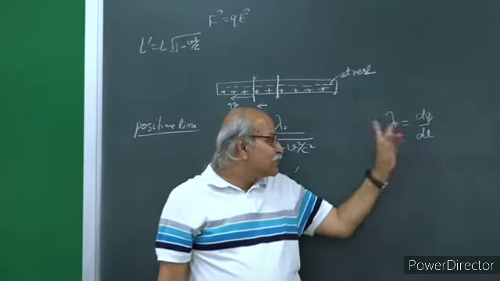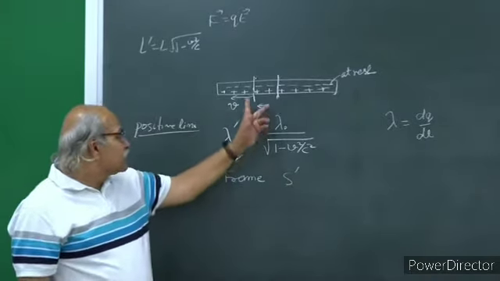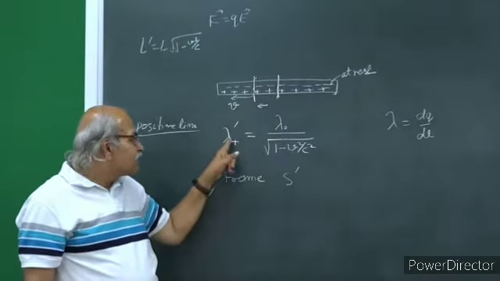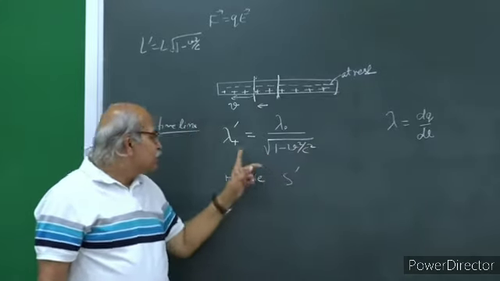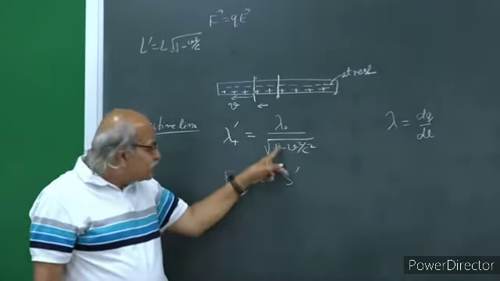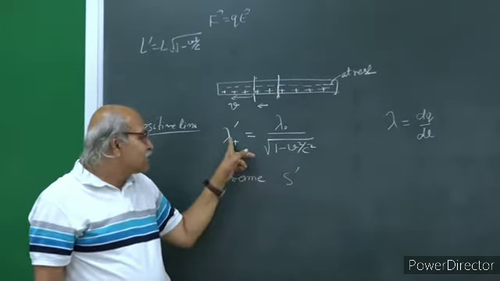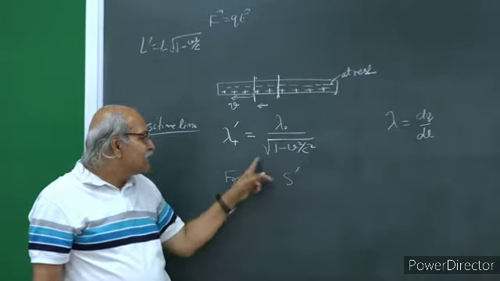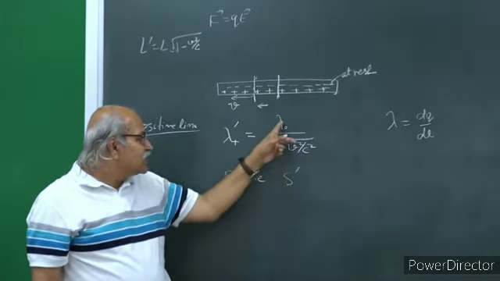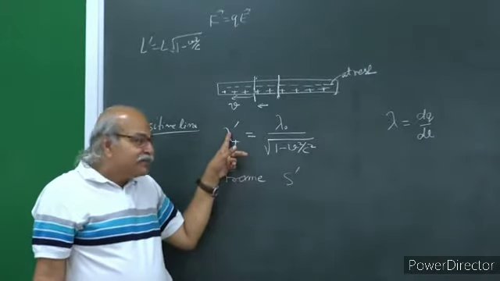So, that factor is square root of 1 minus v square by c square, and the length is decreasing. So, the charge density is increasing. For getting that, this has to go in the denominator. This denominator is less than 1, and if you divide something by less than 1, then you get a larger number. So, it is this.